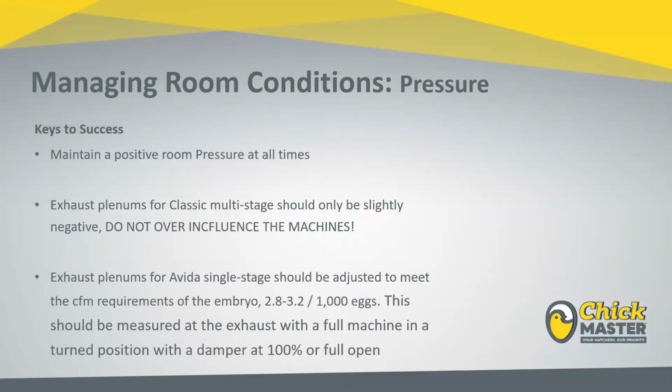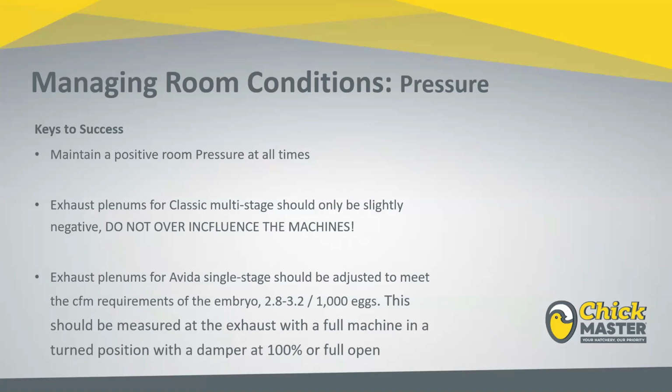So the keys to success when we talk about controlling room pressure is to maintain a positive room pressure, whether it be a setter room or a hatcher room. You've got to control a positive room pressure at all times. Exhaust plenums for classic multi-stage should only be slightly negative. And in bold, do not over-influence the machines.